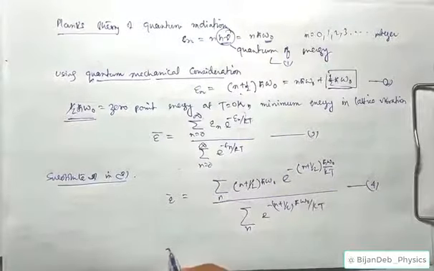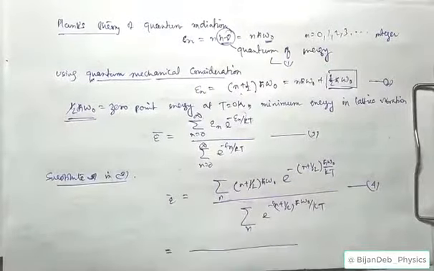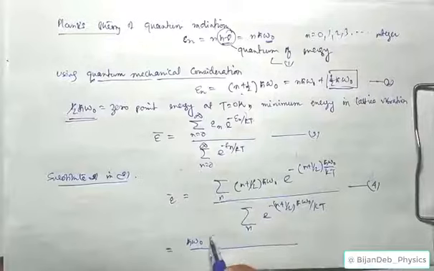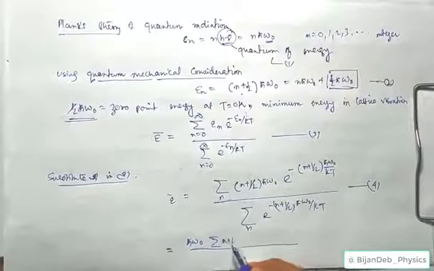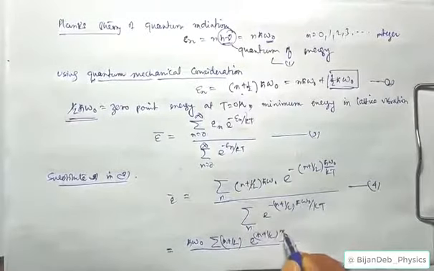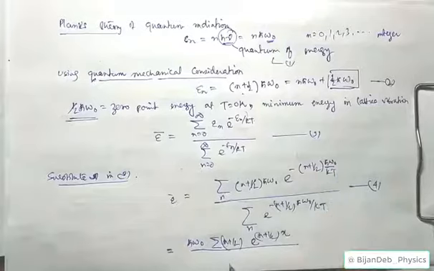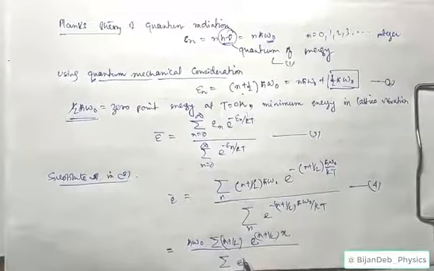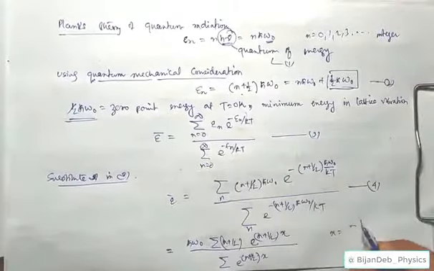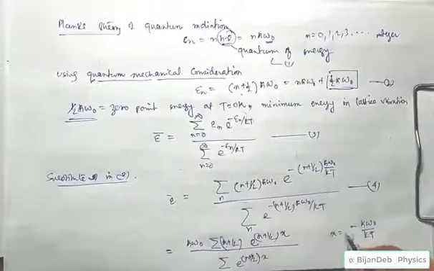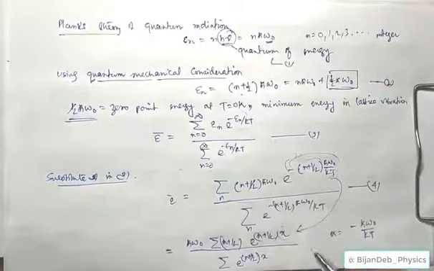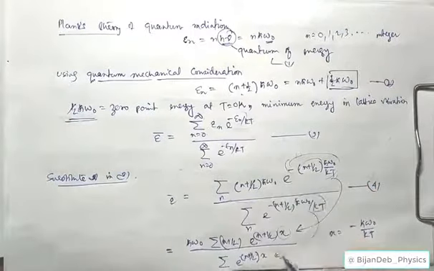We can simplify this. We can take h cross omega 0 outside of the summation, and in the summation n plus half will be there, and we will write n plus half x. Instead, here we will write n plus half x, and here we will write e to the power n plus half x. So what is x? If you take x equal to minus h cross omega 0 by kT, this factor will be x. You can check easily that this term will be x, and this term will be x.